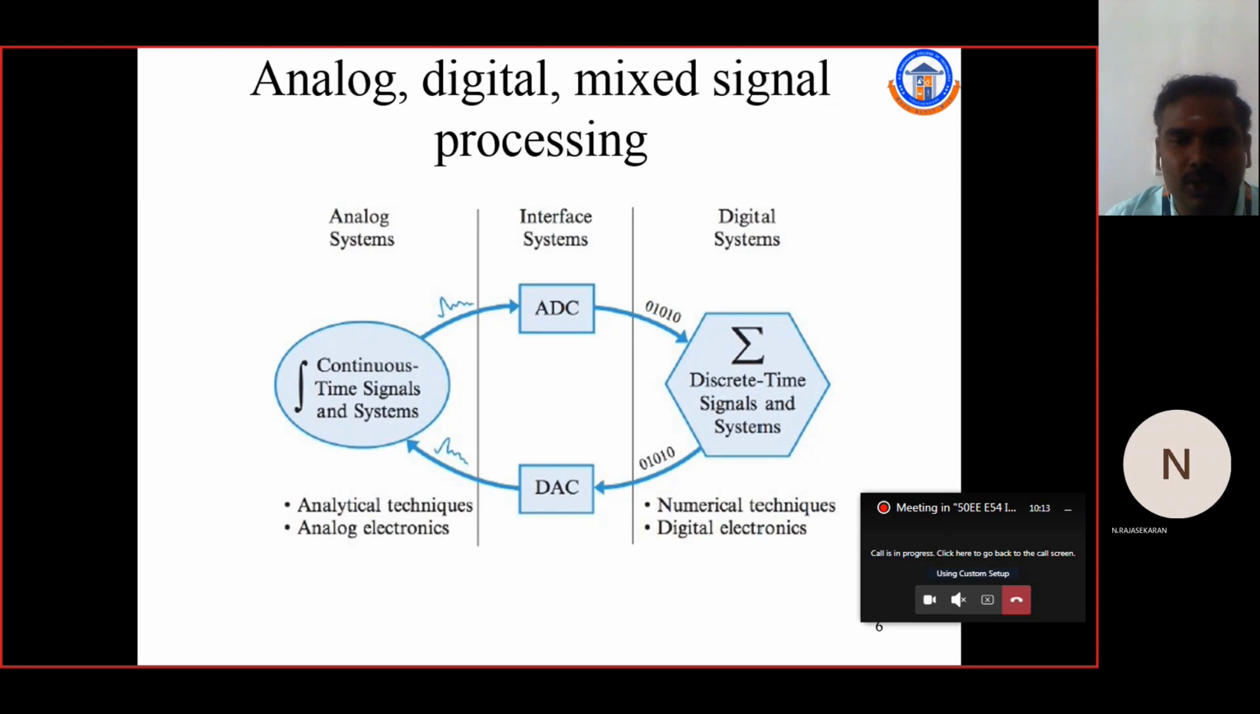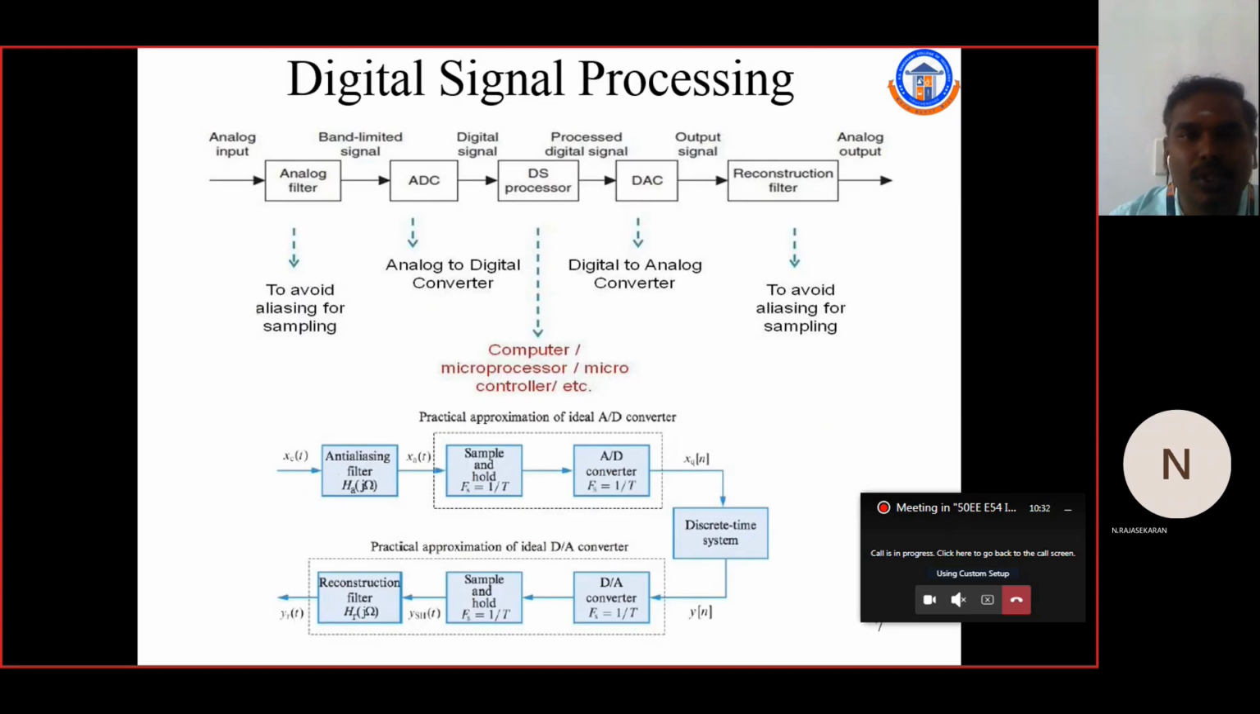Again we want to convert into analog, so we have the digital to analog converter. The same sequence will be converted into the analog platform. So this is the processing method of A to D. For digital signal processing, how we give the input and how we get the same output, and what happens in between in the processor.